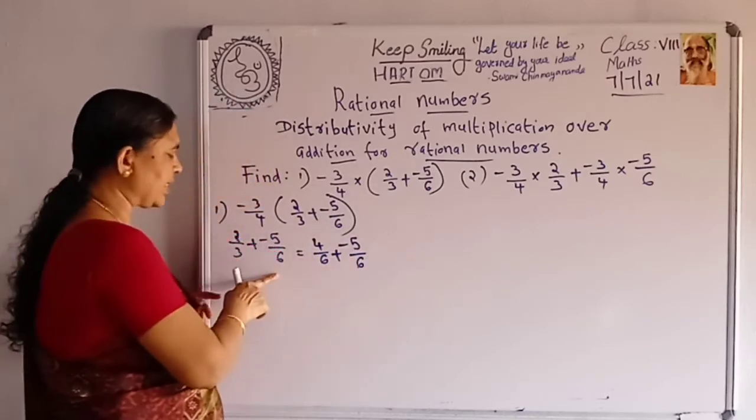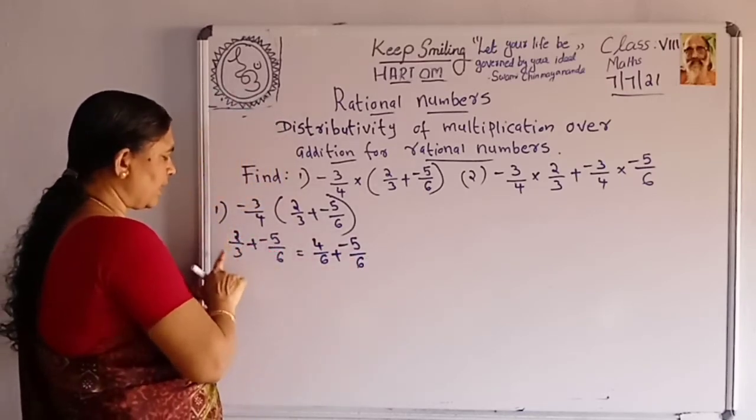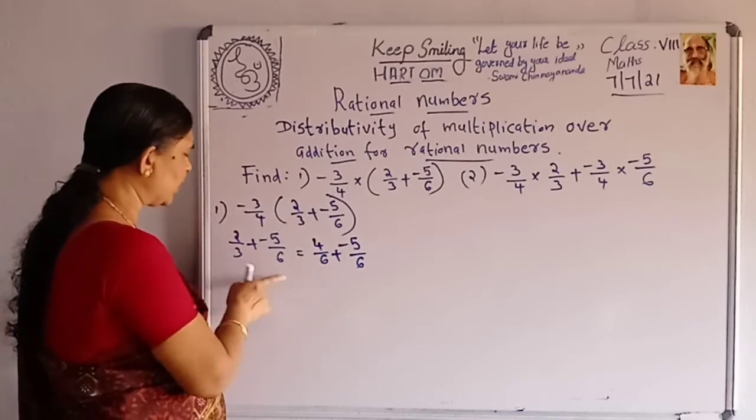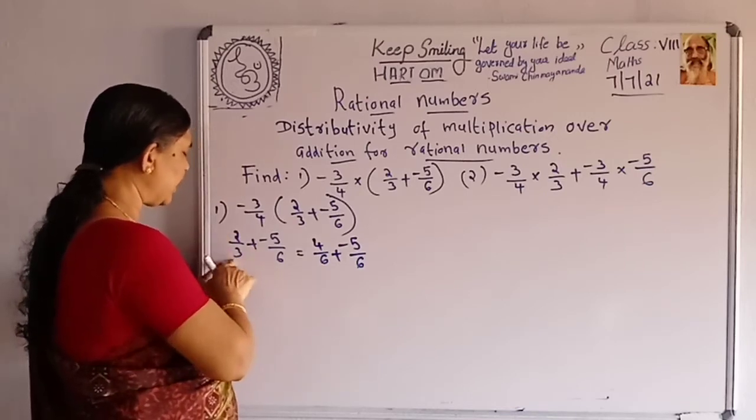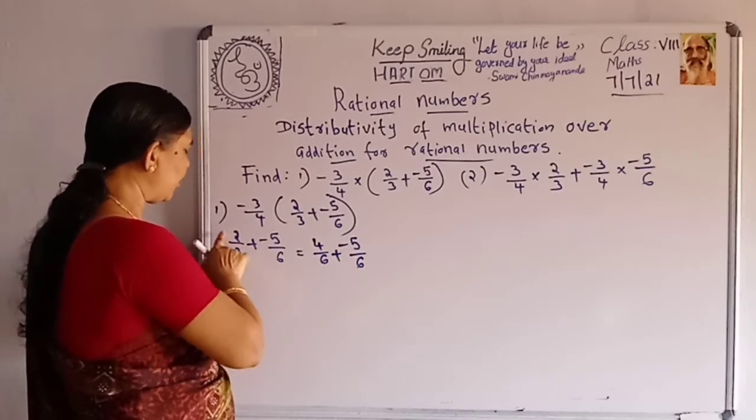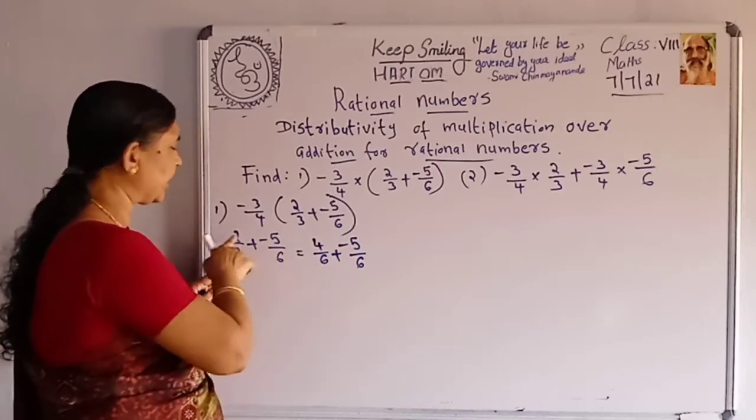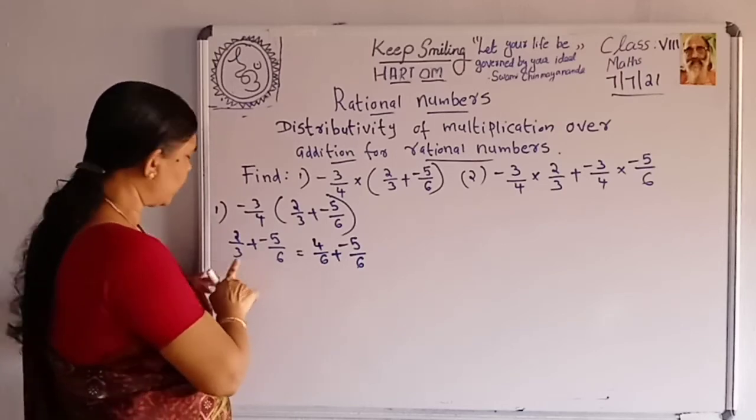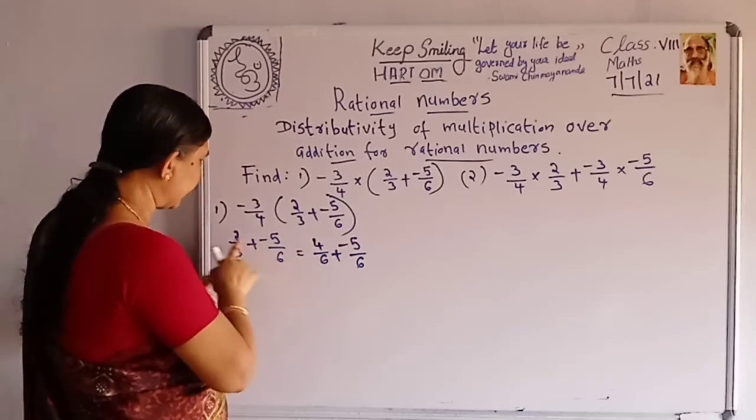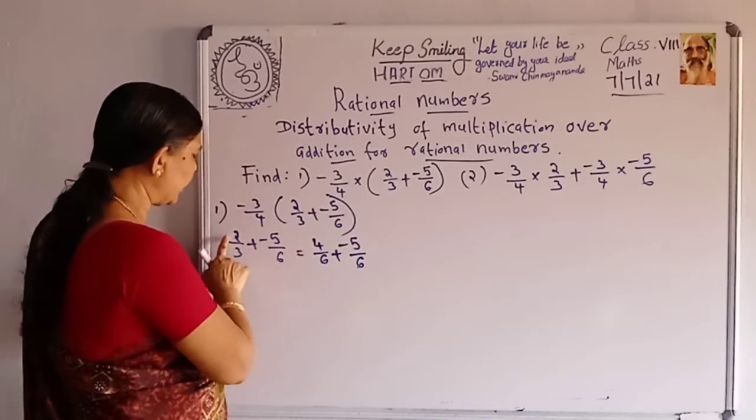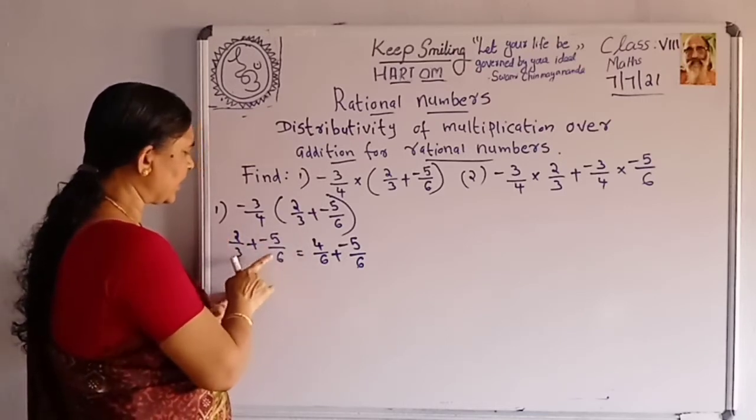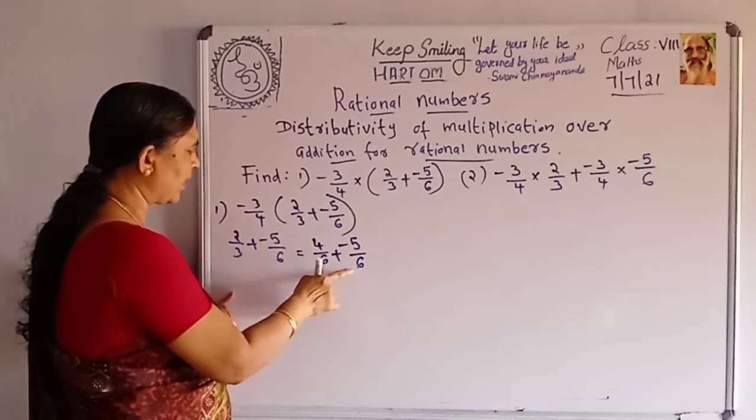Here the LCM is 6. To change this denominator to 6, we have to multiply 3 into 2 is 6. If you multiply the denominator, then you have to multiply the numerator also, otherwise the value of the rational number will change. So 3 into 2 is 6, then 2 into 2 is 4. Therefore this 2 by 3 will become 4 by 6. Then here the denominator is the same, so we write that number itself.